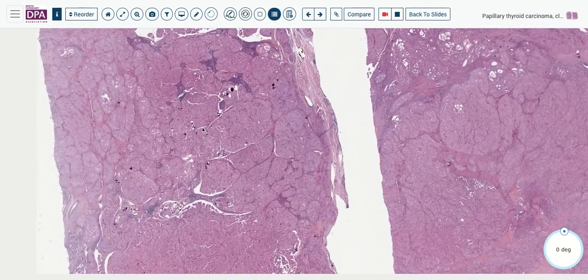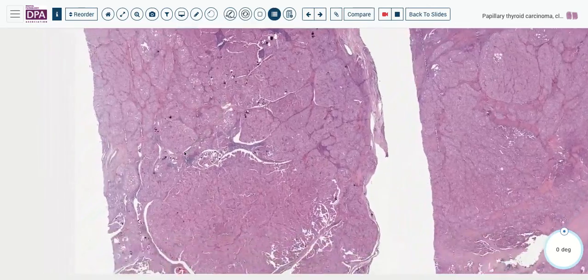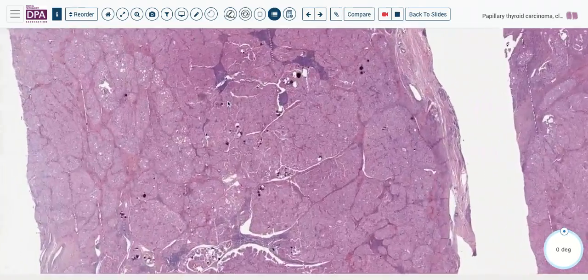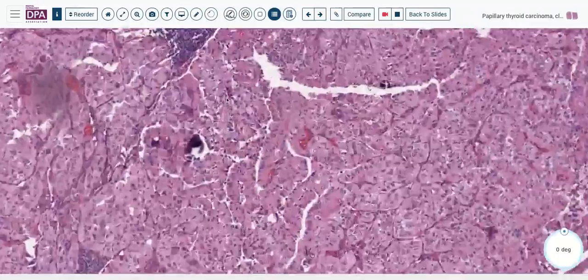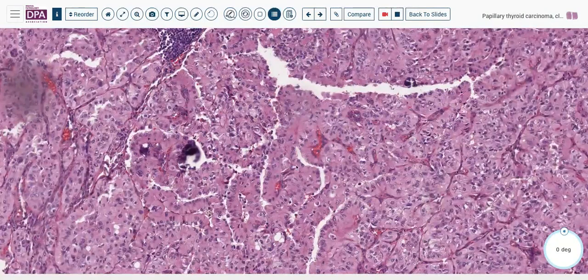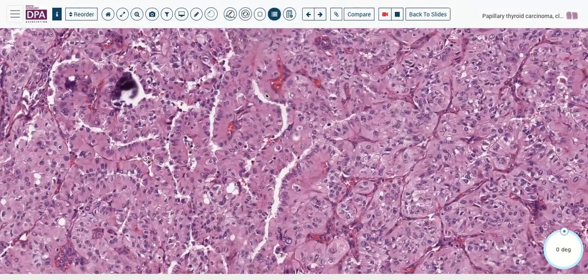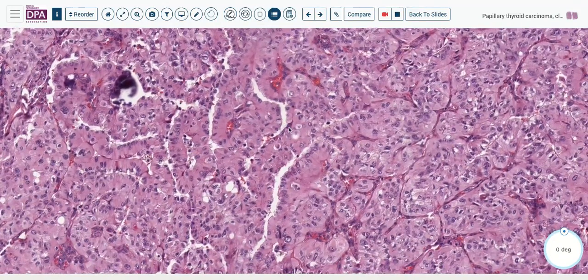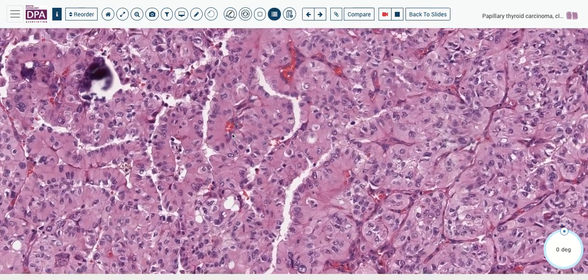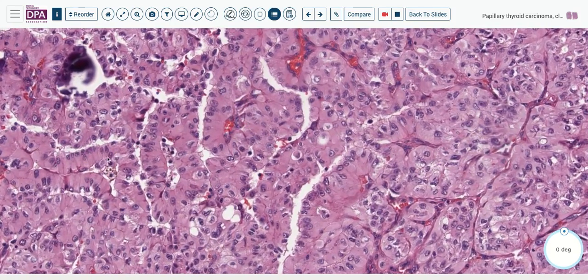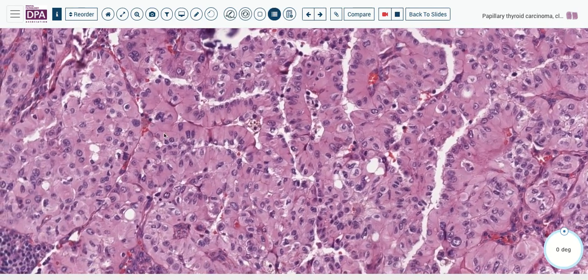Here's another example. This one with a little bit of lymphoid stroma here. And as we can see, quite eosinophilic or oncocytic type cells. There is a Hürthle cell variant of papillary thyroid carcinoma. And this one is not necessarily that, but you can see that a lot of these cells are quite oncocytic, a lot of eosinophilic cytoplasm.